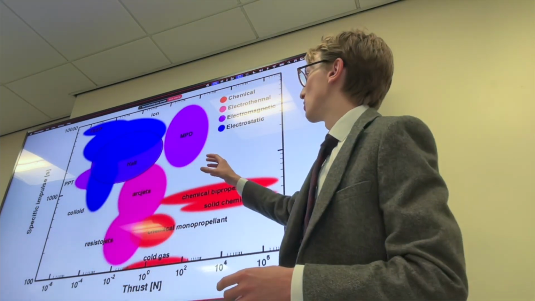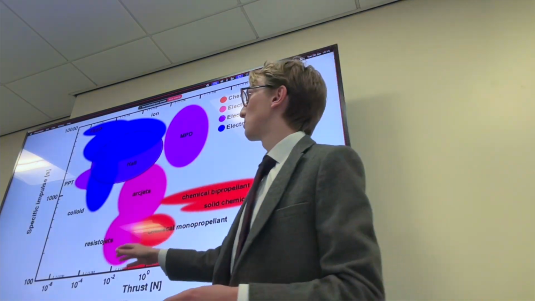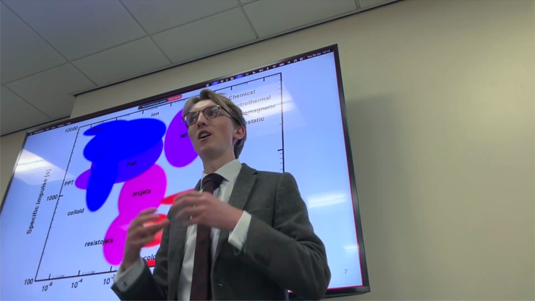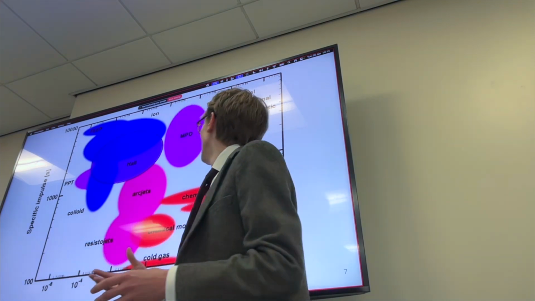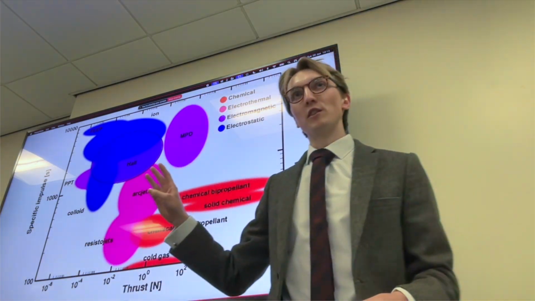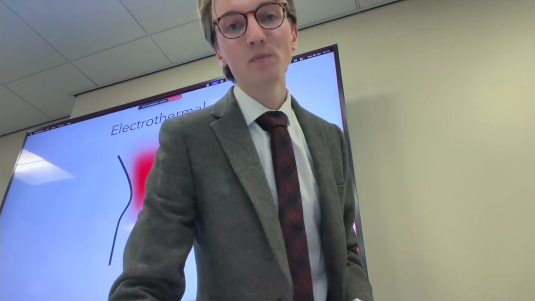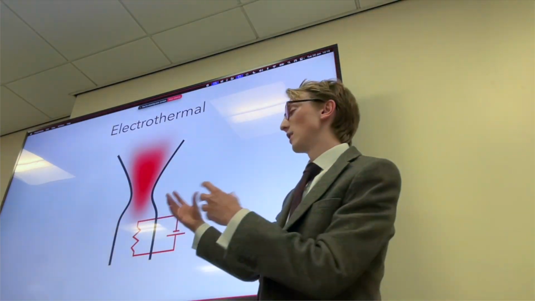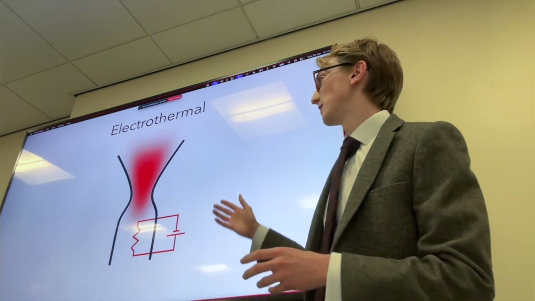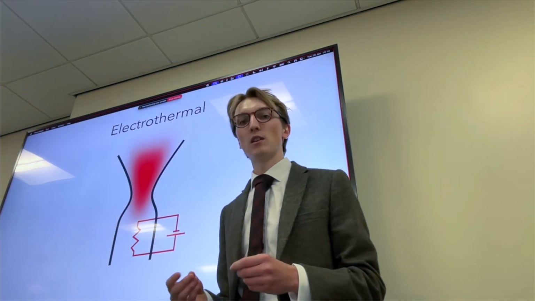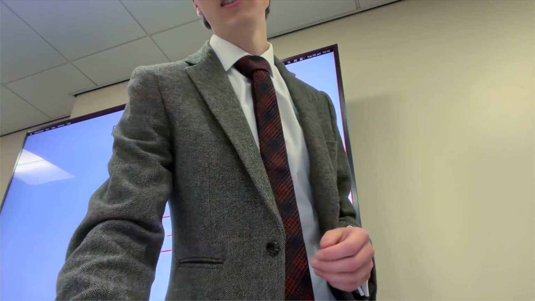And the other colors are your electric thrusters, so these have a lower thrust but a higher specific impulse, so you can get a much larger delta V per unit mass of propellant. So there's 3 different types of electric thrusters. There's electrothermal, which conductively heats a propellant and then accelerates it. These have typically quite high thrusts, but quite low ISPs.